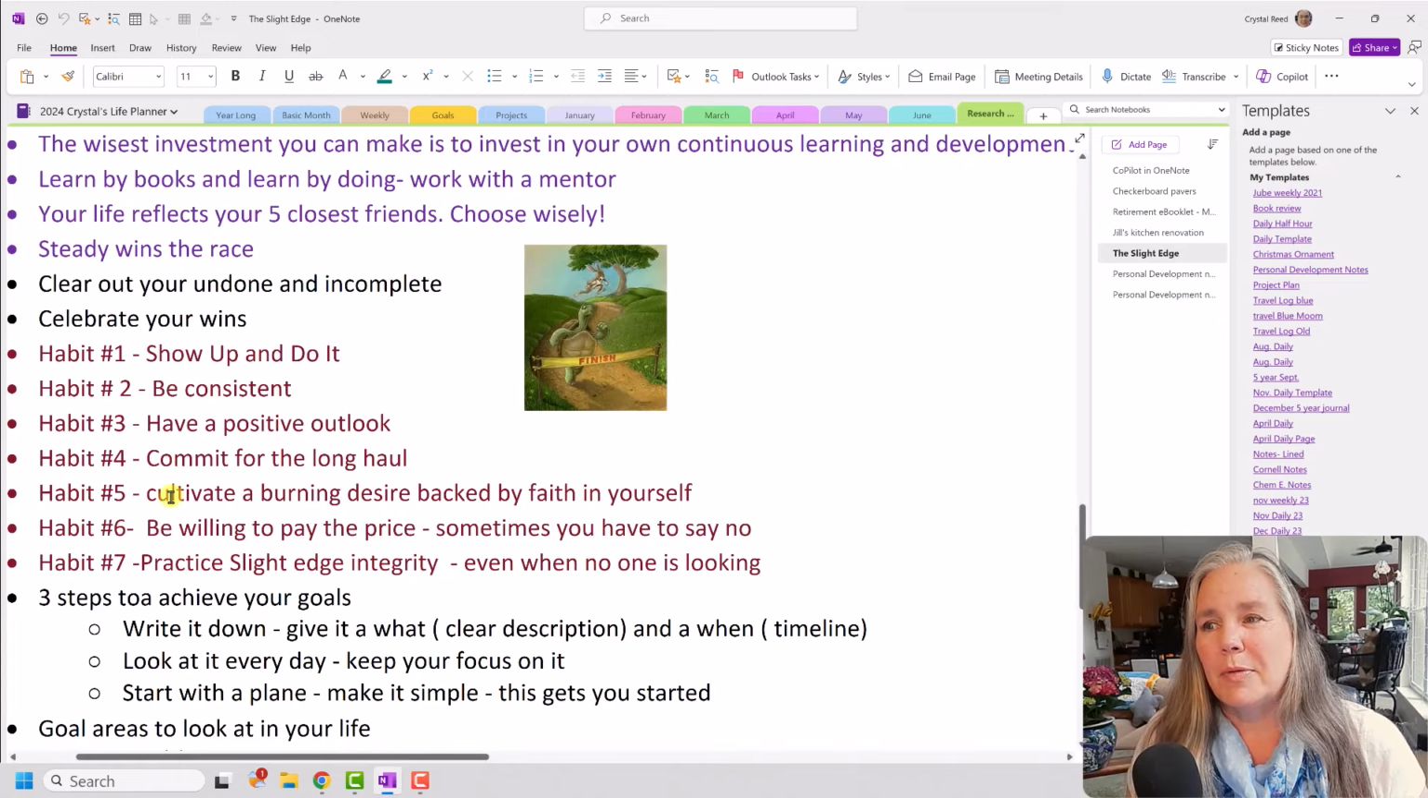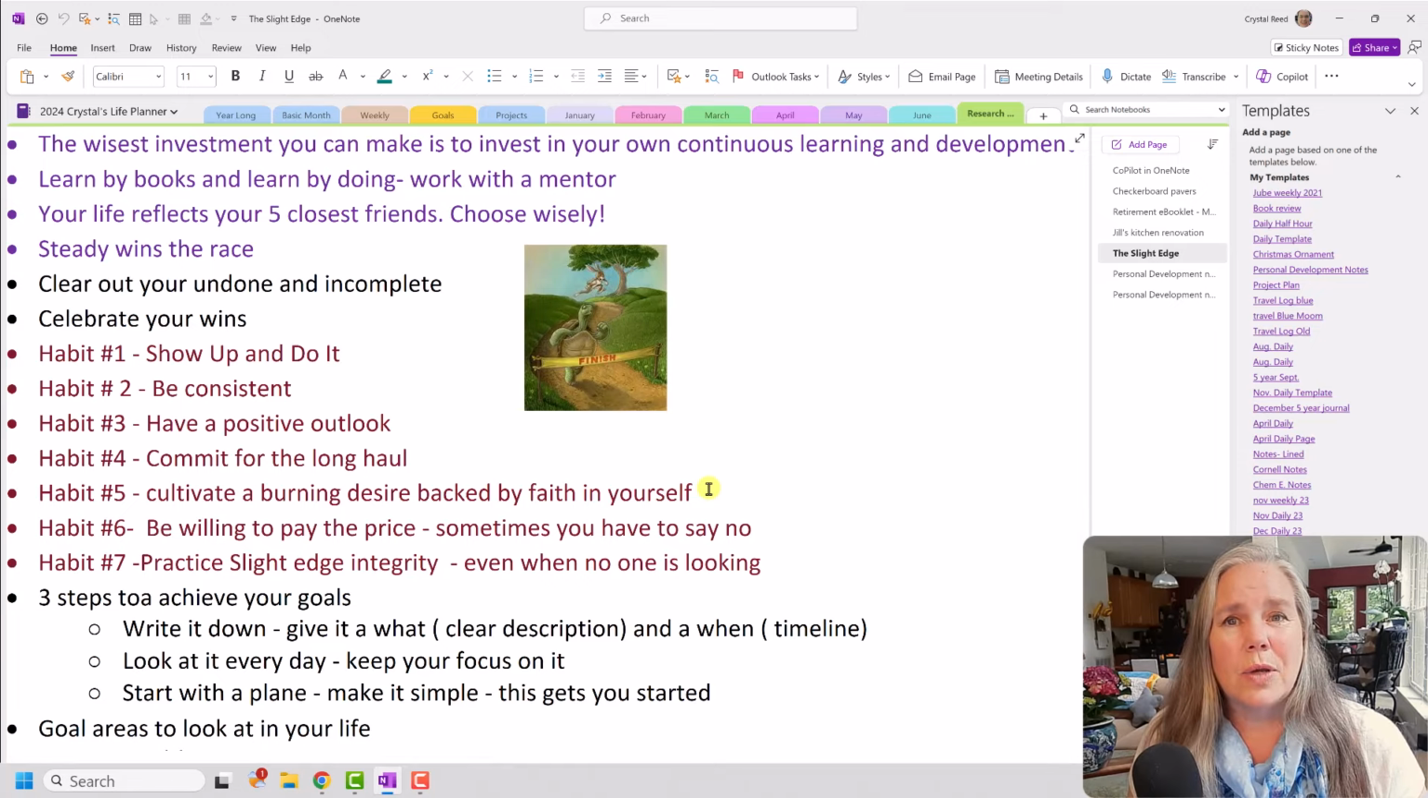Okay. Number 5, cultivate a burning desire backed by faith in yourself. Believe that you can do these things. Write these goals down and believe that you can do them and work every day to get them done.